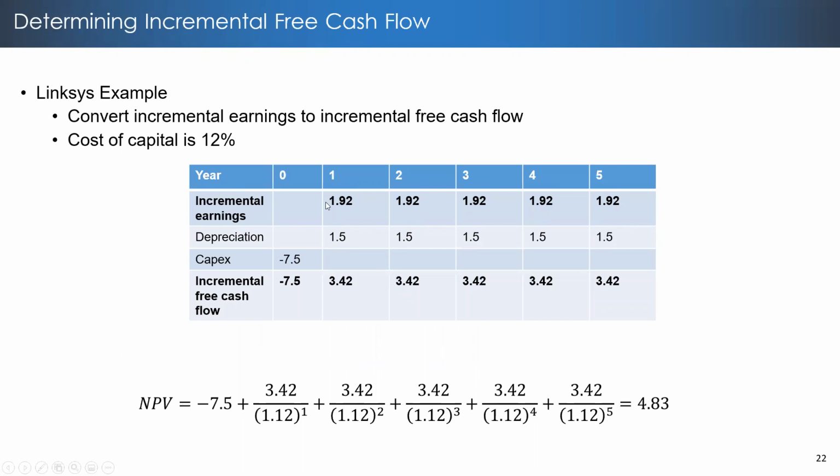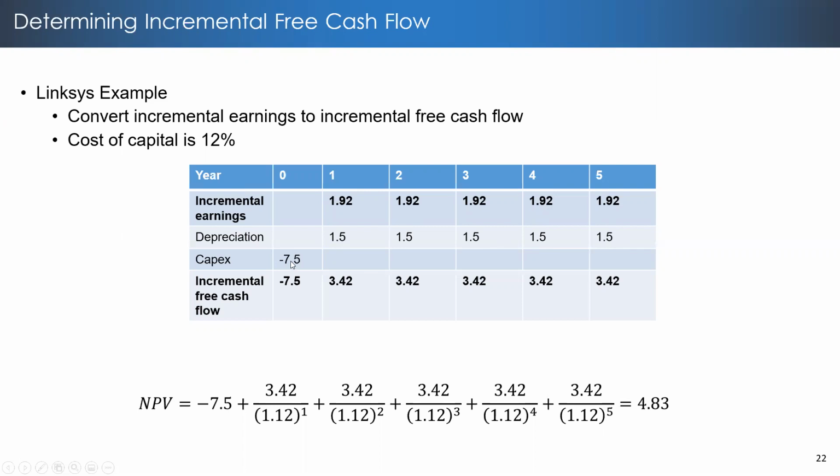So we're going to reach 1.92 for incremental earnings, in the previous slides, from year 1 to year 5. And we're going to add 1.5 depreciation back, because this is what we have subtracted when we calculate incremental earnings. So one thing we're going to adjust is right here.